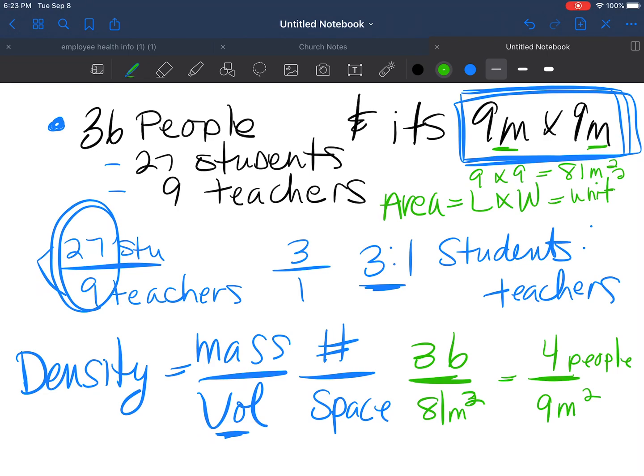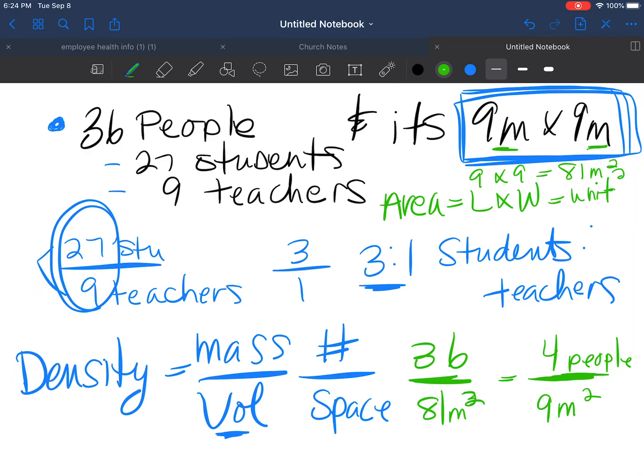Okay, so one thing that's important here is that when you're comparing things, you have to add the units. 4 people per every 9 square meters. So that's the estimate of the density of how many people are in some certain space. And so in this case, in that cafeteria, for every 9 square meters, you have 4 people. Okay, and so you're going to do this with organisms in a space.